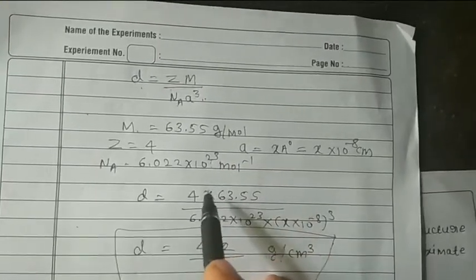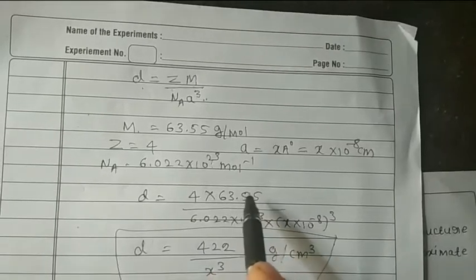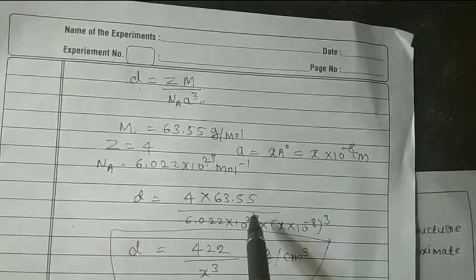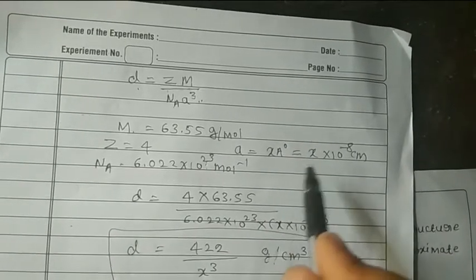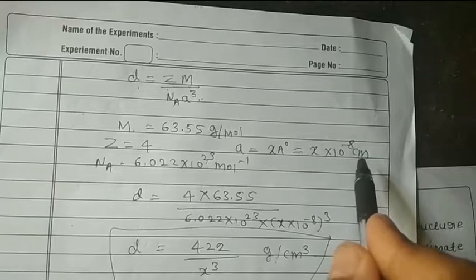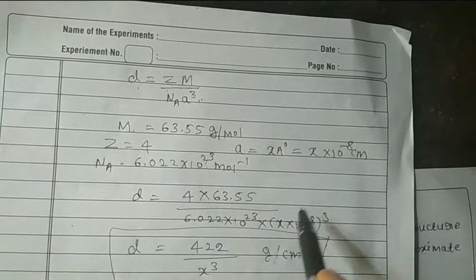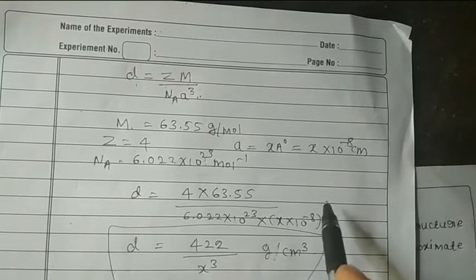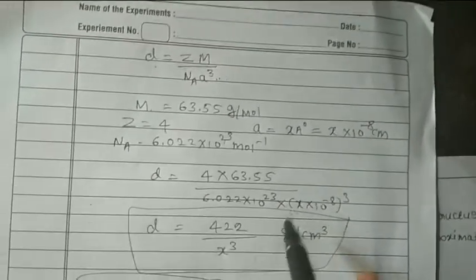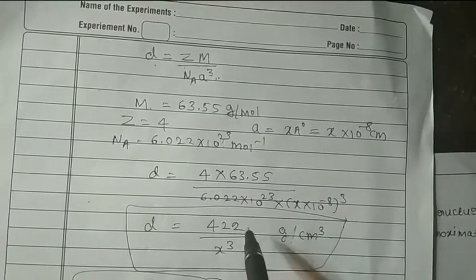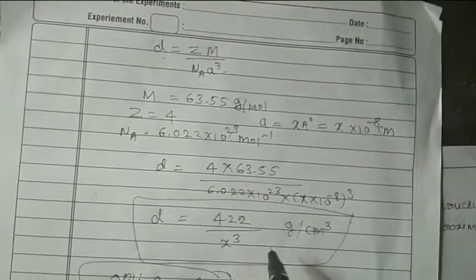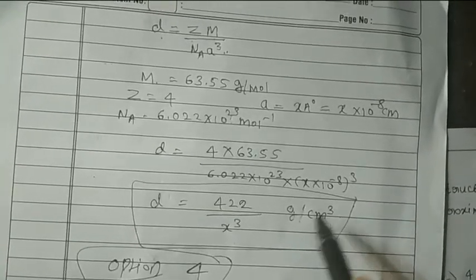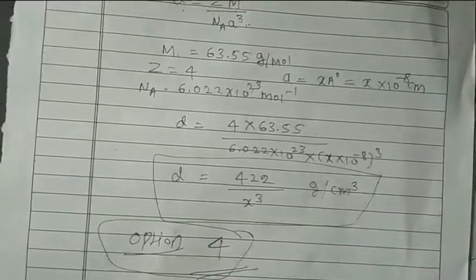Z is 4 into 63.55 divided by 6.022 into 10 raised to 23 A cube. A value is X into 10 raised to minus 8 centimeter. Then we can substitute A value here, X into 10 raised to minus 8 whole cube, and substituting all these values we get an answer. Density is equal to 422 divided by X cube. Answer unit is gram per centimeter cube. It is there in option 4.